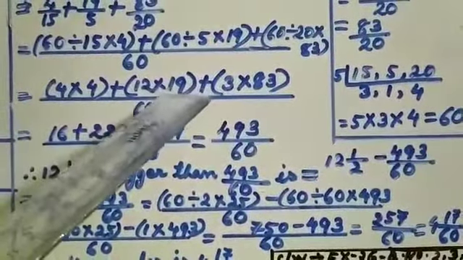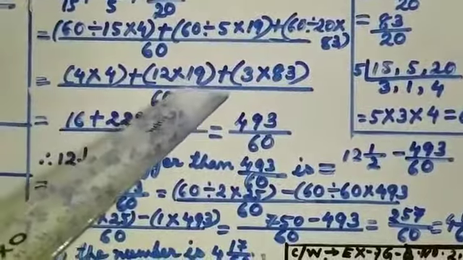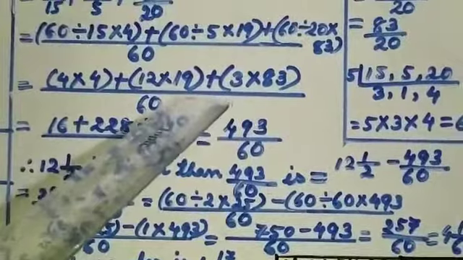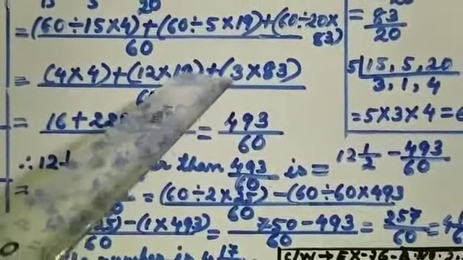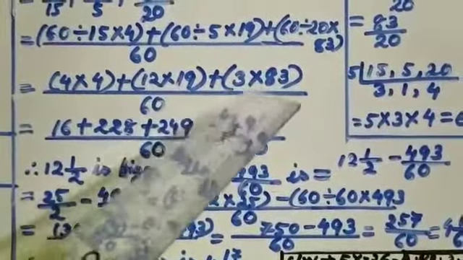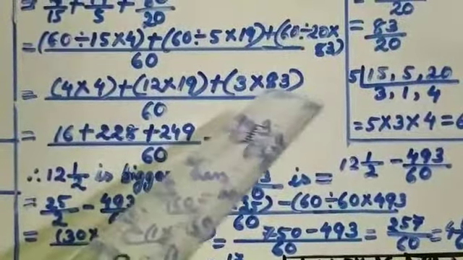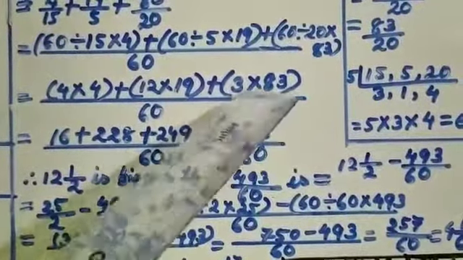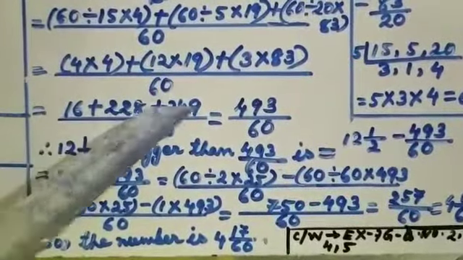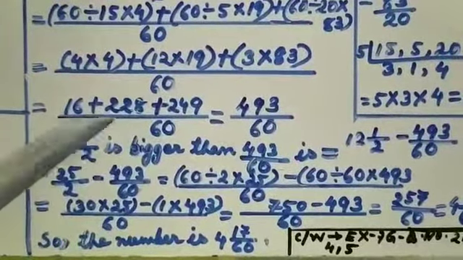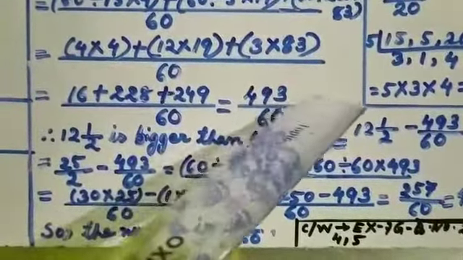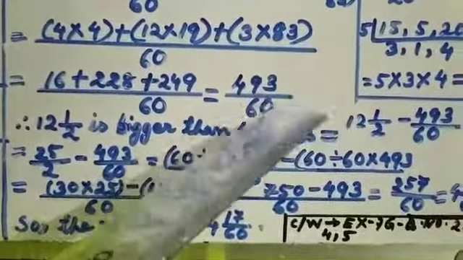If you multiply this, you will do this work in your rough. When you get bigger numbers, you will not know the table, so you have to do the rough work. So I have done 19 multiplied by 12, 228, plus 3 into 83, you can do this one verbally also. You see, 3 threes are 9, 3 eights are 24, okay, 249. So 16 plus 228 plus 249 divided by 60. Now if you add these numbers, you will get 493 by 60. So you have got the sum.